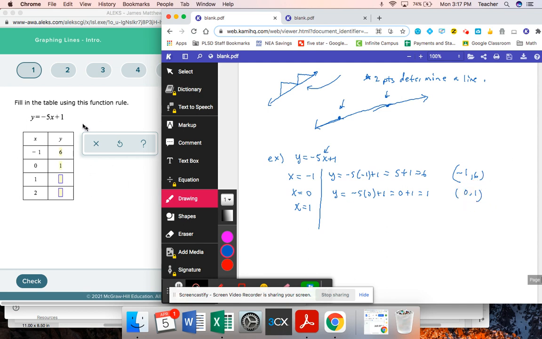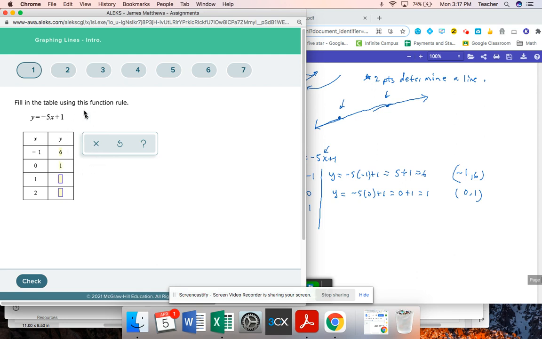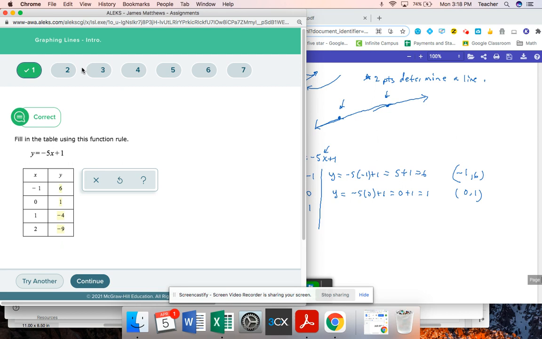Now in Alex, it's going to ask me to just get practice using this function rule by plugging numbers in. For the first two, I'll get that. When I plug a 1 in there, I'll get a negative 4. When I plug a 2 in there, I'll get negative 9. Unless I did the math wrong or too quickly, we're good.